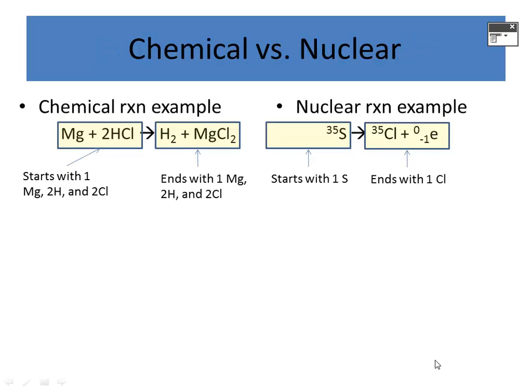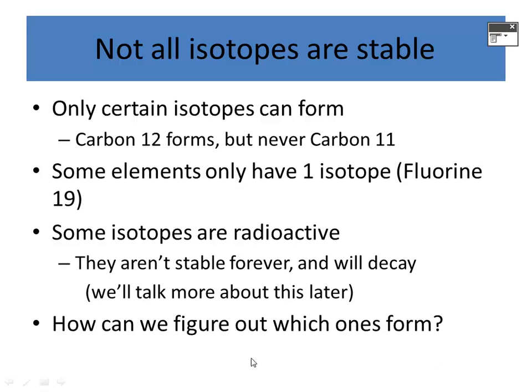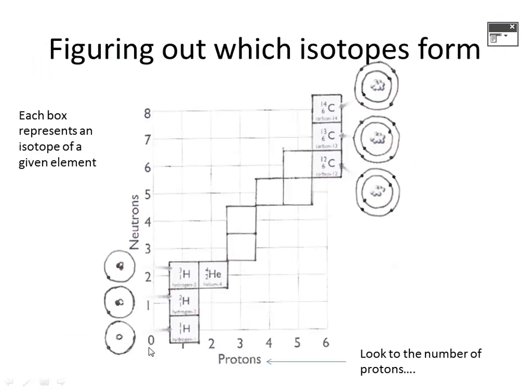All right. So not all isotopes are stable. Certain isotopes form and certain ones don't. Some are radioactive, which means they're not stable forever. We're going to talk about this in a minute. How can we figure out which ones form? There's this diagram here. We have to have a certain number of neutrons to balance out a certain number of protons.